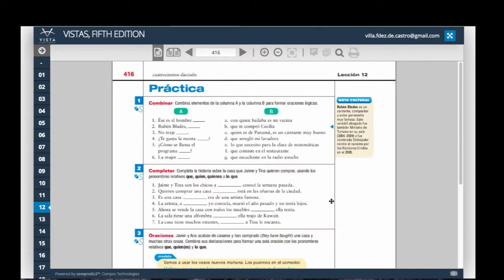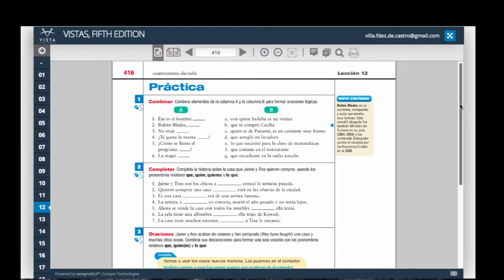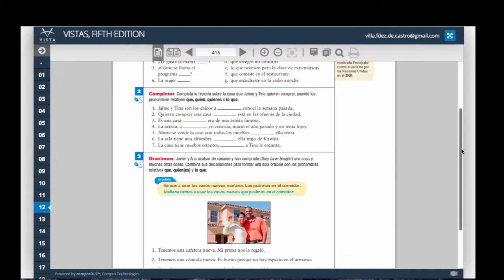Practice with this exercise. I particularly like this one, number 2, completar, on page 416. For example, Jaime y Tina son los chicos a quienes conocí la semana pasada. So Jaime y Tina is plural. So quien needs to be in plural, quienes, and then there's a preposition, a. So that's not going to be que, it's going to be quien. So, Jaime y Tina son los chicos a quienes conocí la semana pasada.